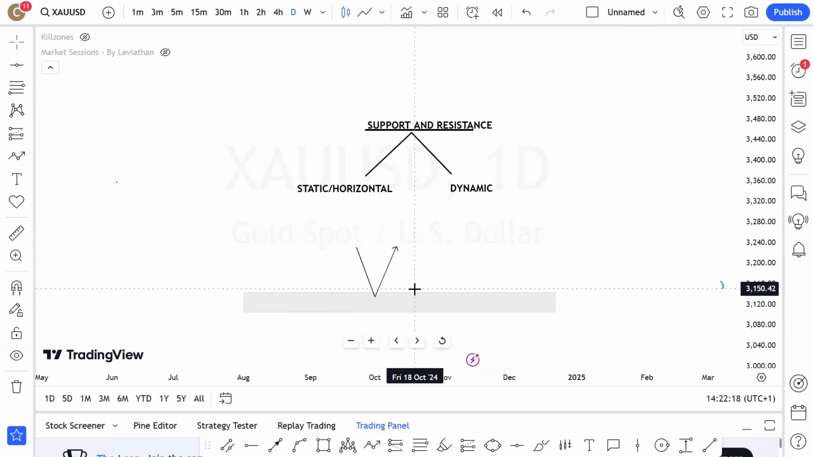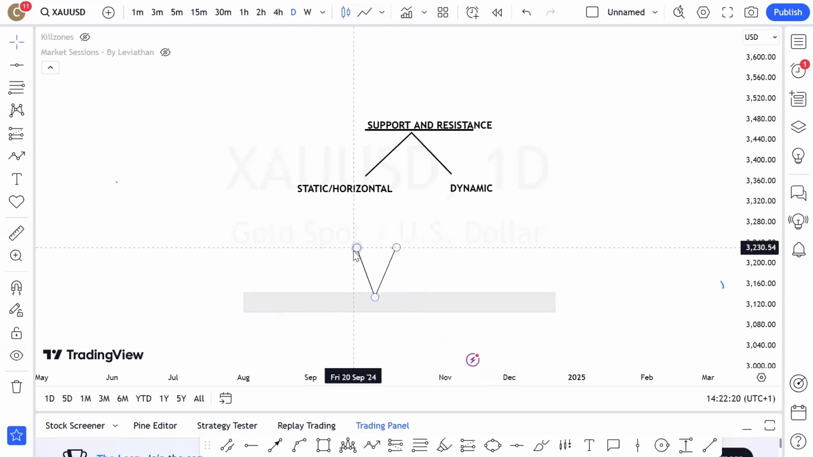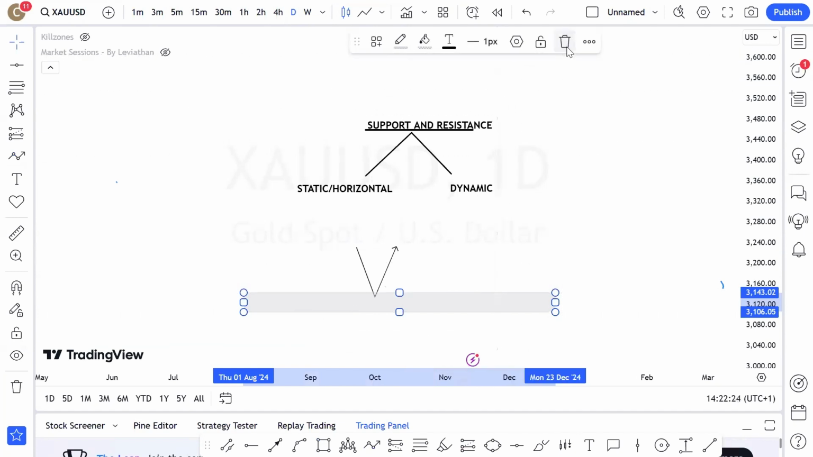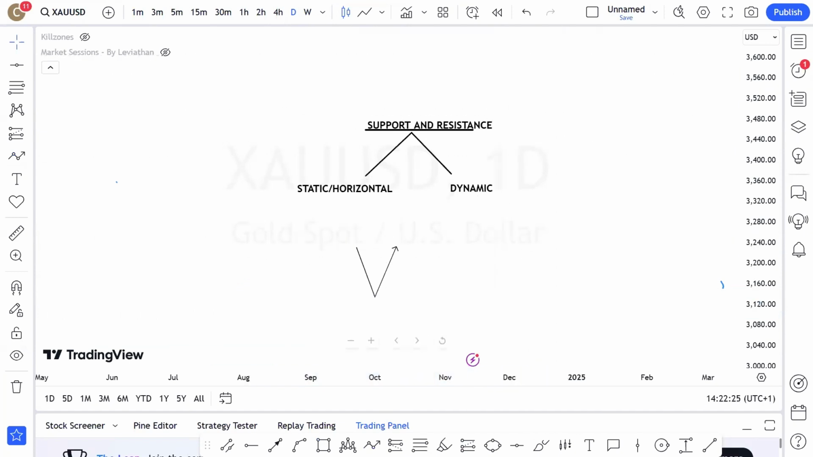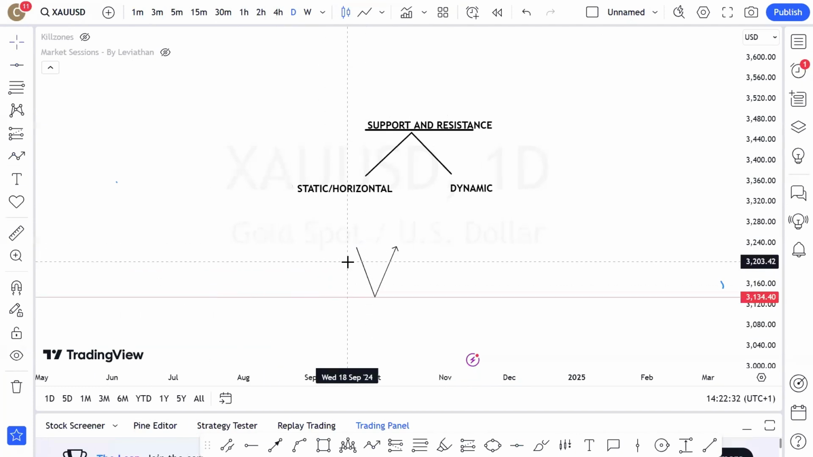The same thing happens in the markets. If price gets to a support level on the chart, this is what is going to happen. Price will touch that level, and immediately it touches that level, you're going to see a reversal from that zone, from that level.